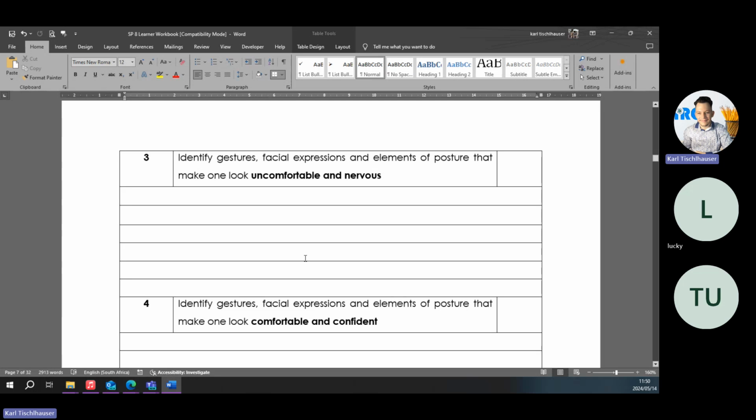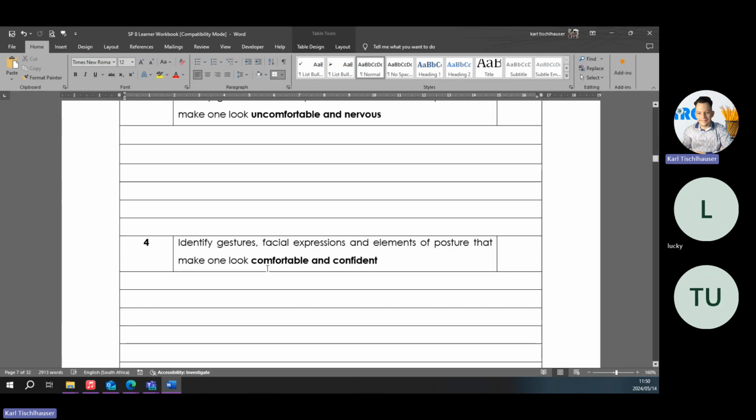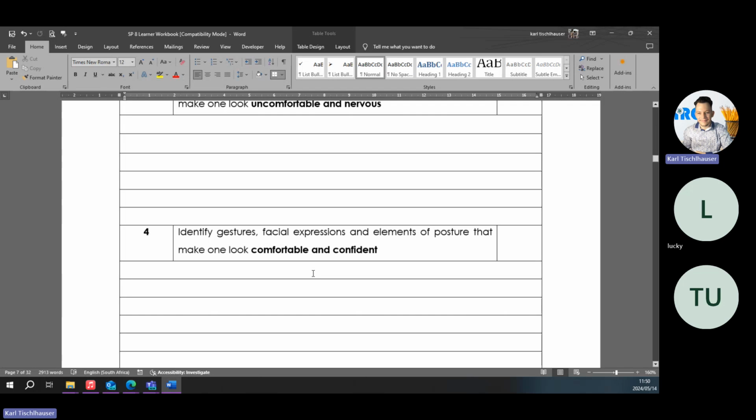Number 3 says identify gestures, facial expressions, and elements of posture that can make one look uncomfortable and nervous. So this is all about body language again, which kind of alludes to the previous module.